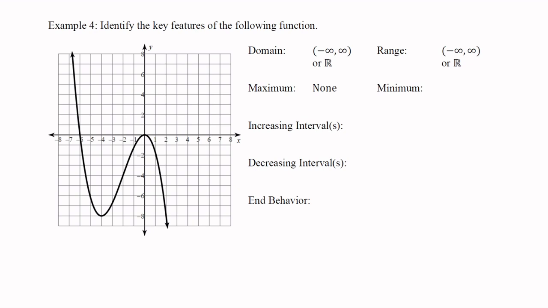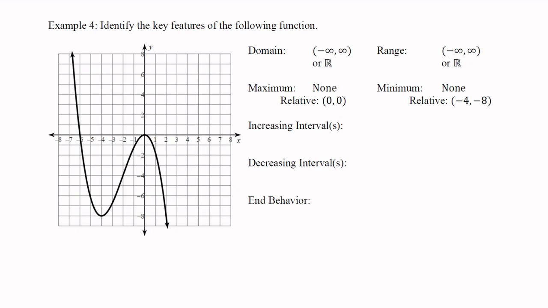However, there is a relative maximum at 0, 0, because in the neighborhood, we do top out at a place. Because we have an arrow pointing down, there is no absolute minimum, but we do have a relative minimum at -4, -8.